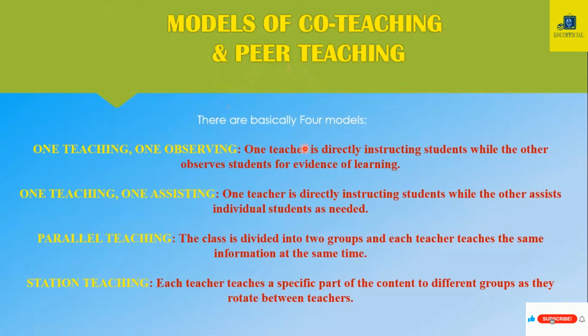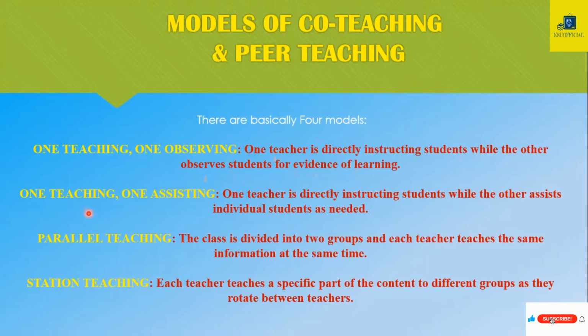So I will start with the number one model, which is one teaching and one observing. In this model, one teacher is directly instructing students while the other observes students for evidence of learning. Say, for example, if I am a teacher, I'm teaching my students and the co-teacher is observing whether they are making notes in the notebooks or in their journals.